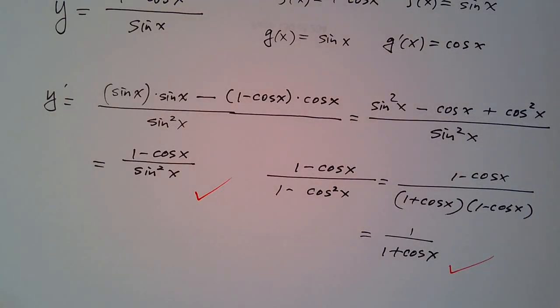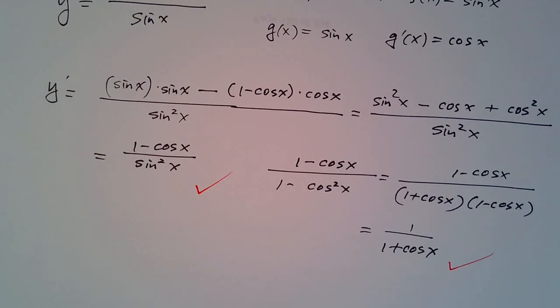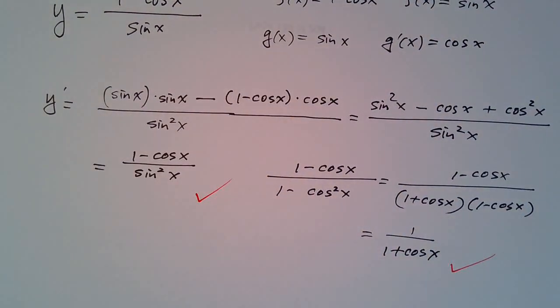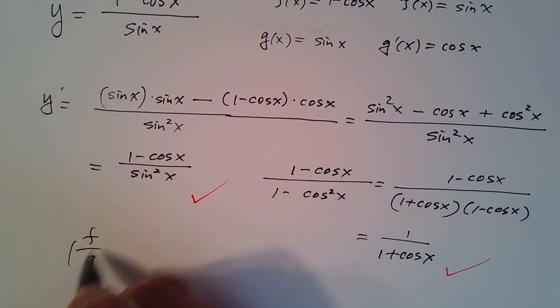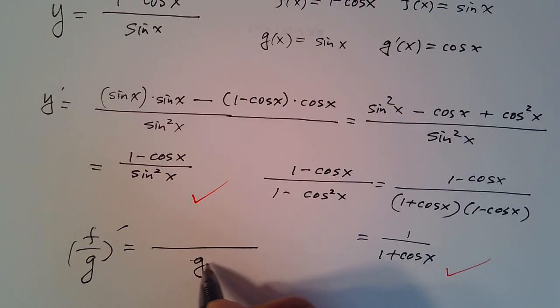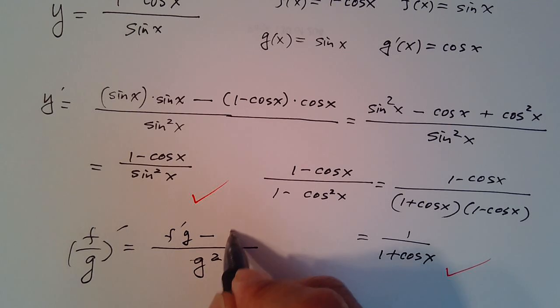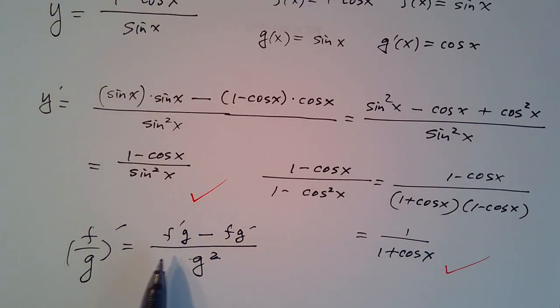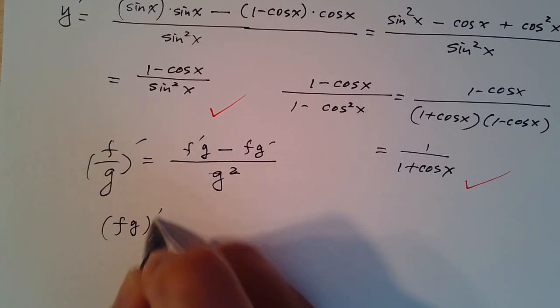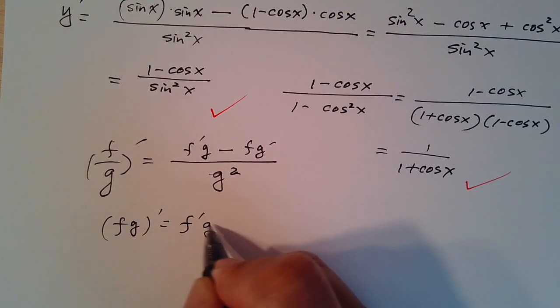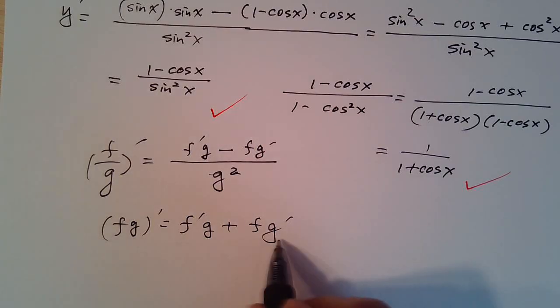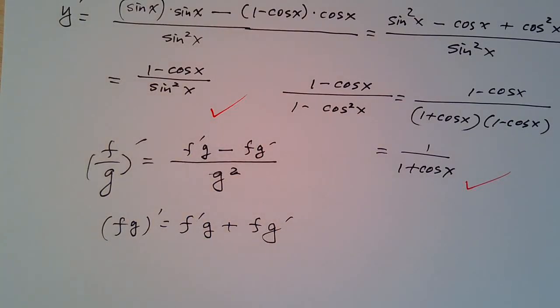Okay, I think that's what we need to learn for this quotient rule. Just a quick review: if you have f over g derivative, then it's going to be g squared, and then the top is f prime g minus f g prime. So the order matters here because it's minus. And the other one we learned, f g prime, that is f prime g plus f g prime. For this one, it doesn't matter which one you do first. This is the product rule, this is the quotient rule. Okay, so that's all for this quotient rule.